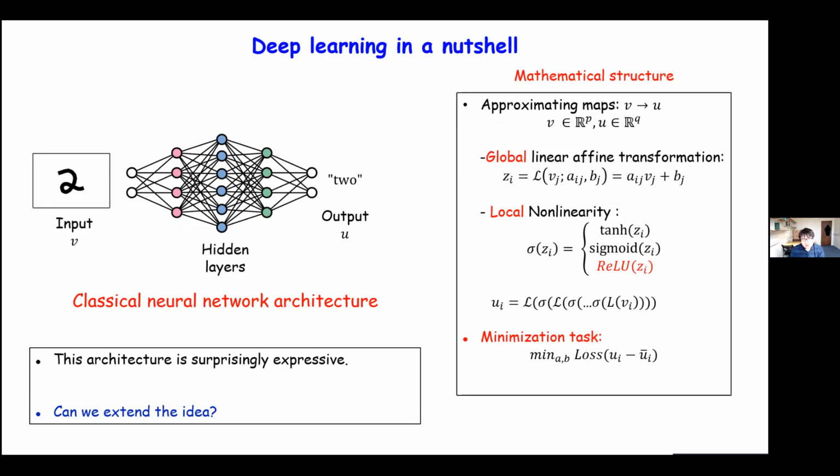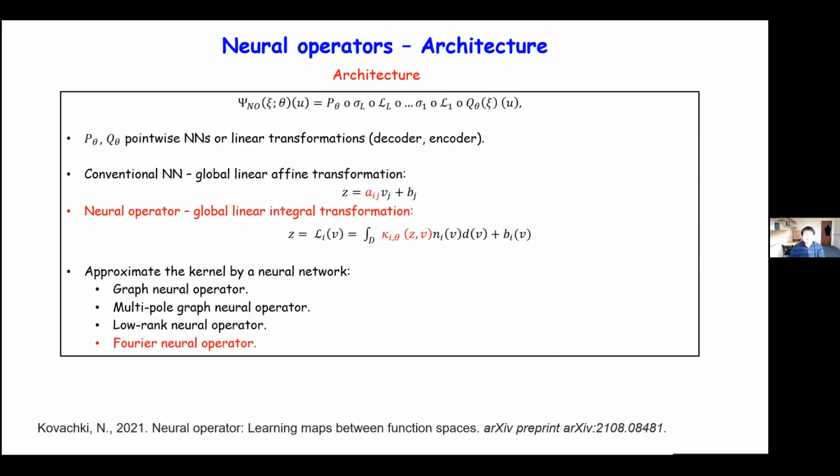So the question we ask is, okay, this is a classical architecture. Can we extend this idea based on how a conventional neural network would look? The answer is yes. What we call neural operators is a direct extension of a conventional neural network.